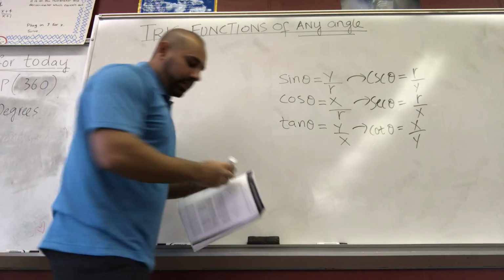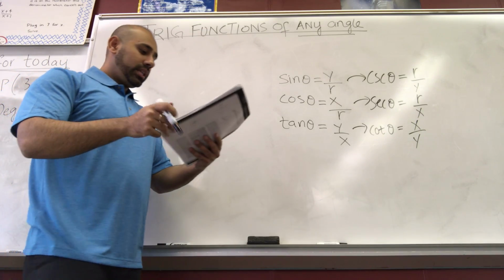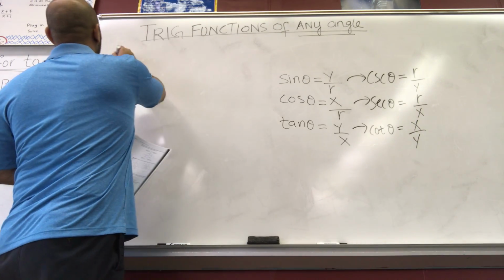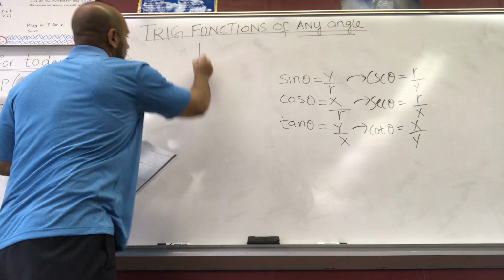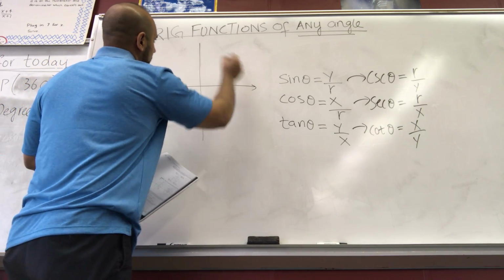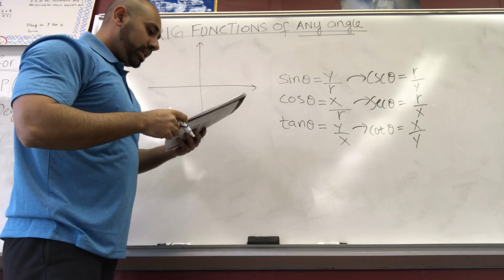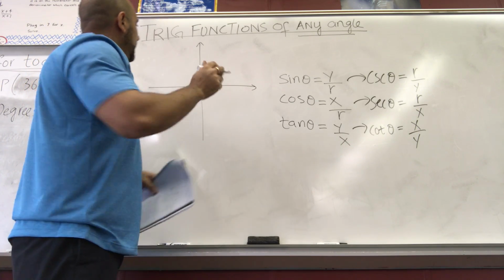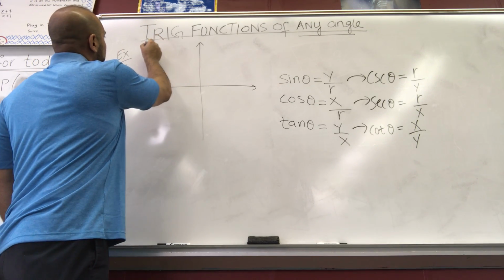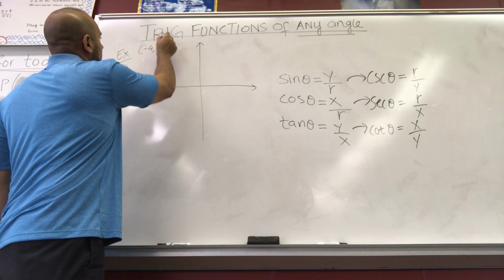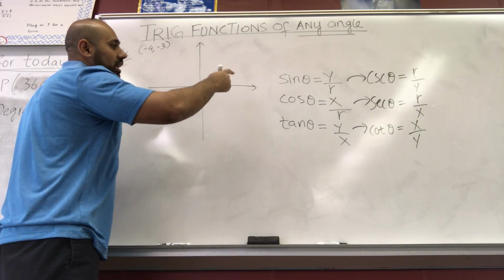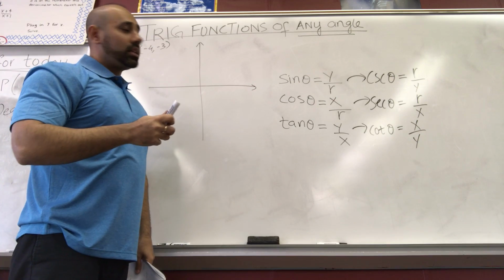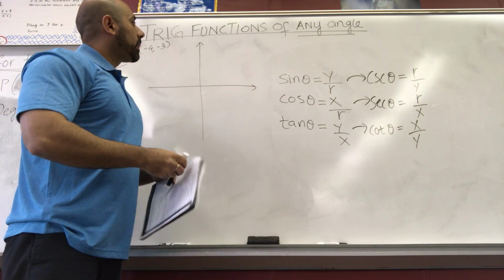So I'll keep it right here and let me do an example, which is something like this. We have a point (-4, -3), and we want to find the sine, cosine, tangent, and all the other values. Okay?